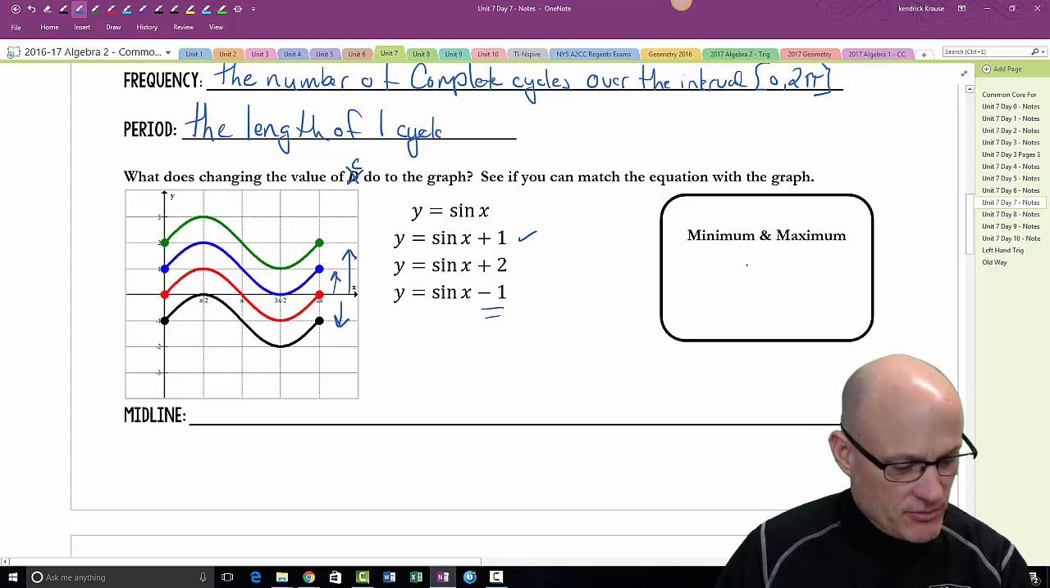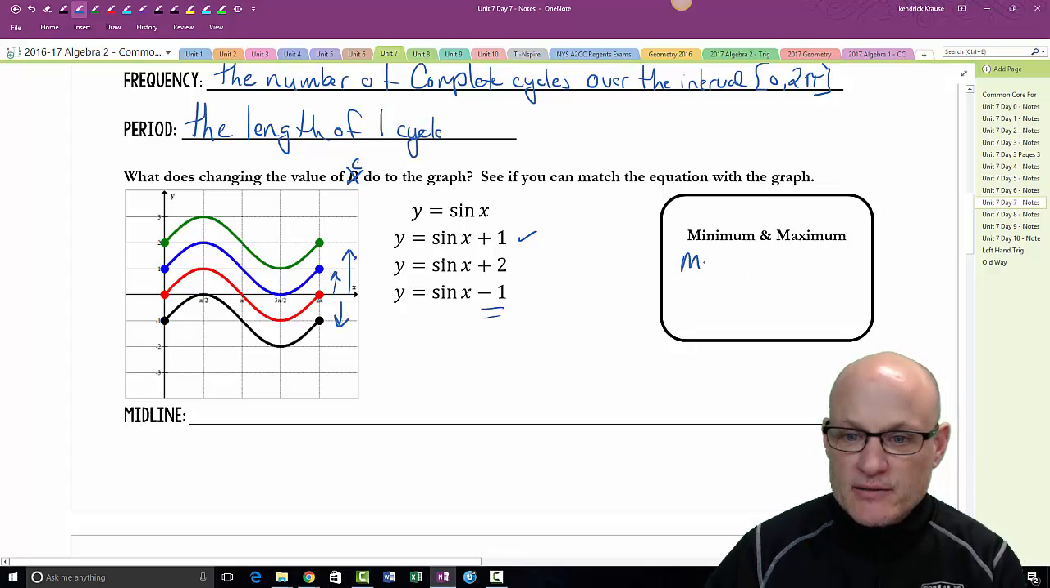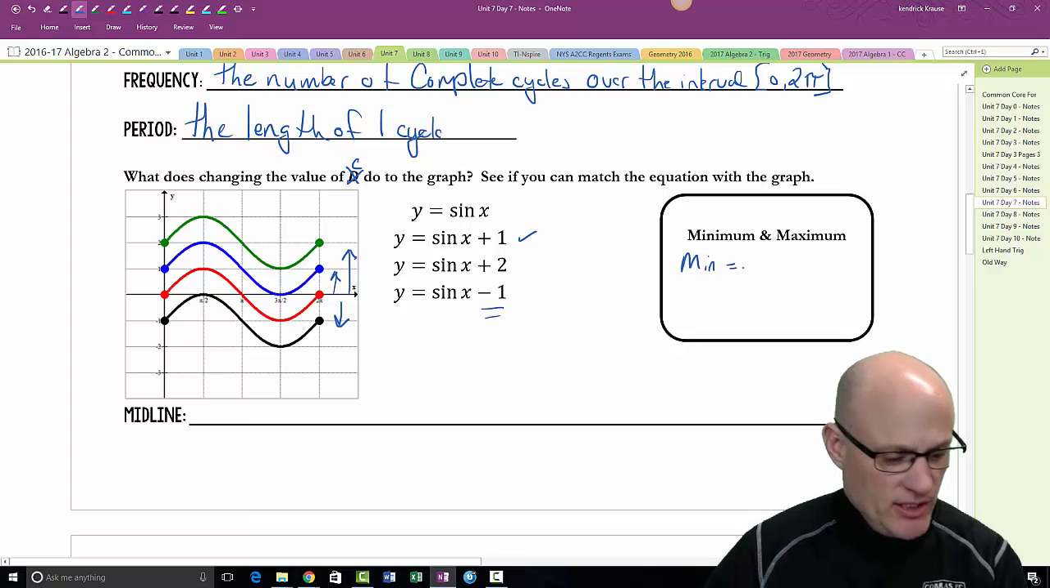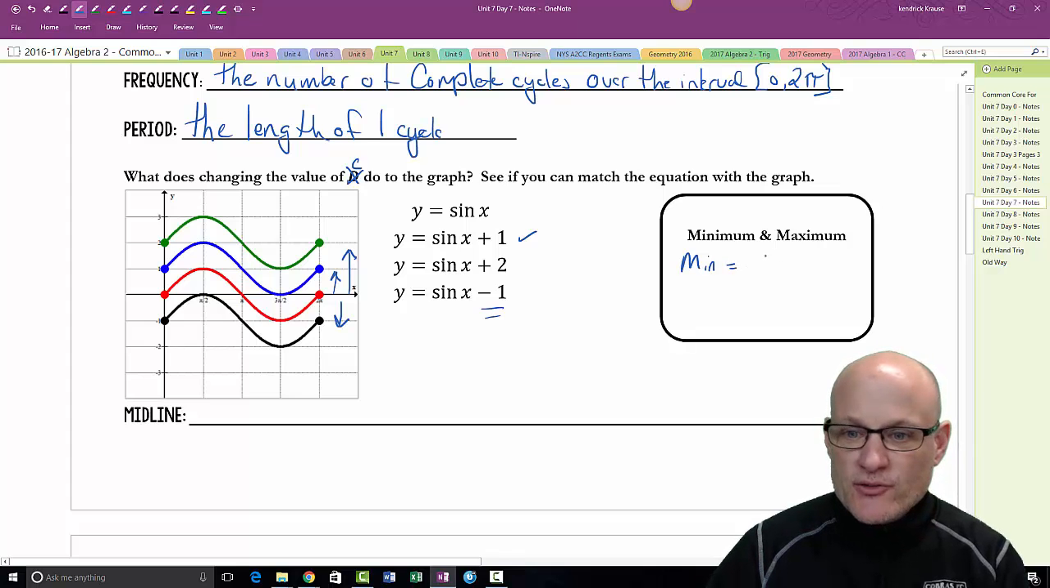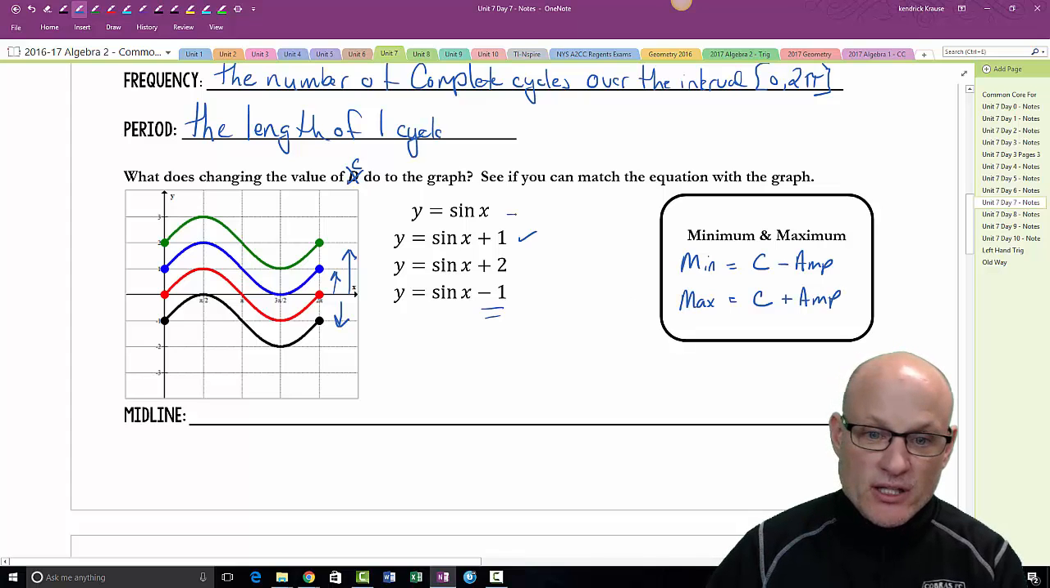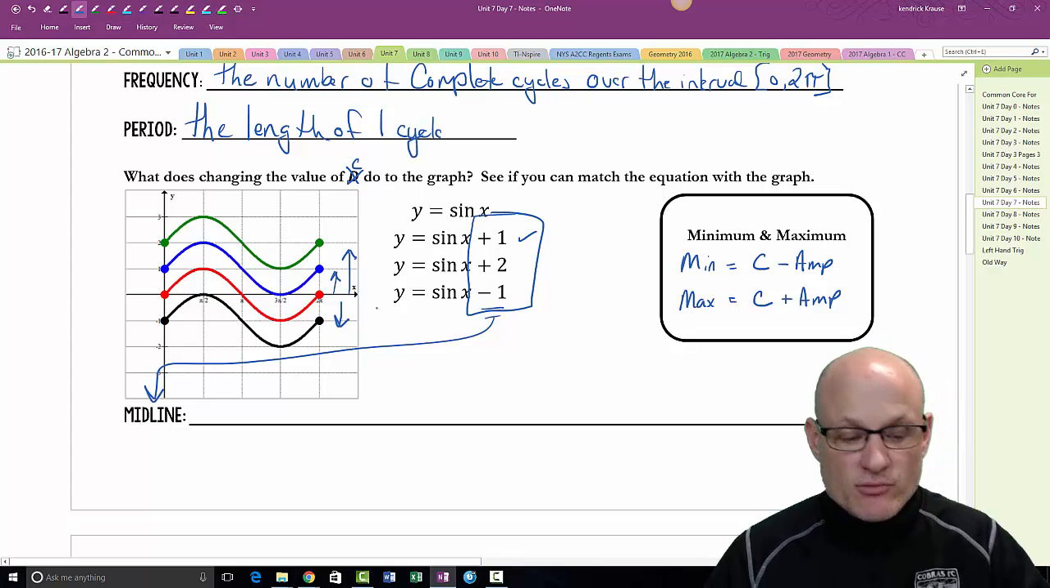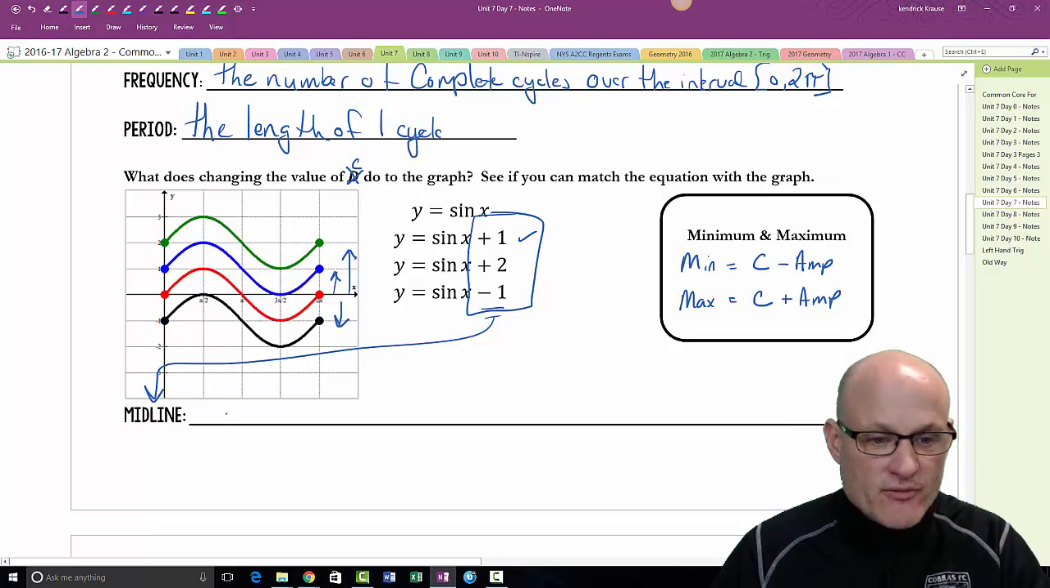Minimum and maximum. So the min is equal to C minus the amplitude, or C minus A. The max is equal to C plus the amplitude. Now C is really the midline. C is really the midline. It's the vertical shift.